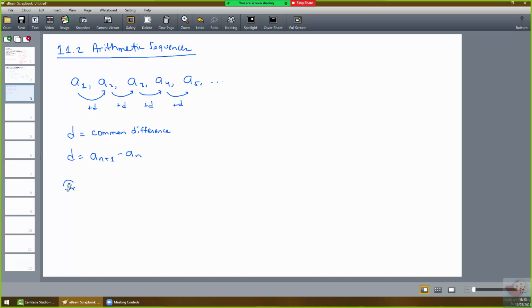So for example, if we had, I'm just making this up, 7, 2, negative 3, negative 8, negative 13, and so on. Don't get hung up on semantics. What number do we keep adding here? Negative 5. So notice if we did 2 minus 7, or negative 3 minus 2, or negative 8 minus negative 3, so on and so forth, we keep getting the same number, and that number is negative 5. So your common difference can be positive, can be negative. It can be 0, but that's very boring.